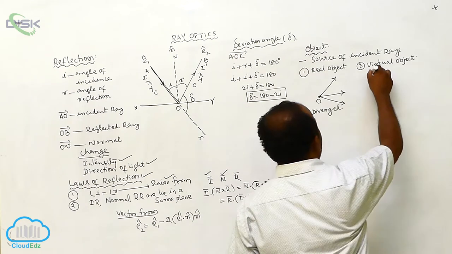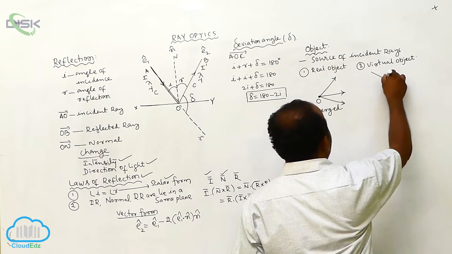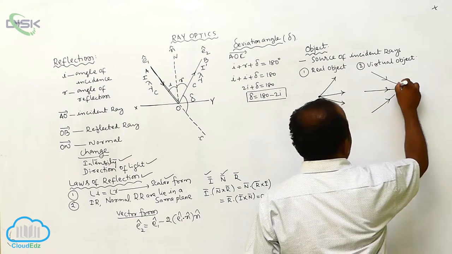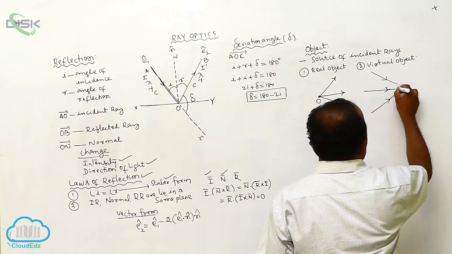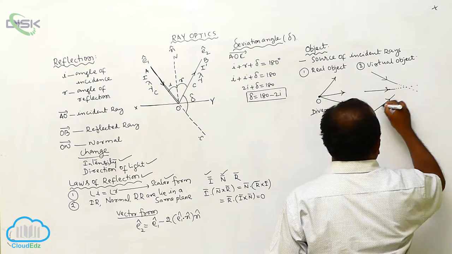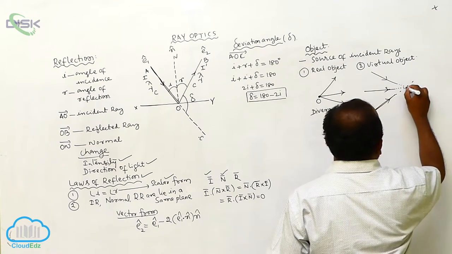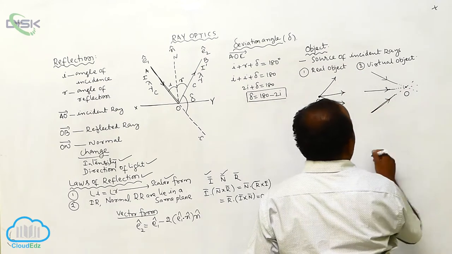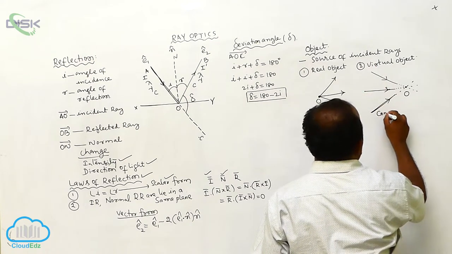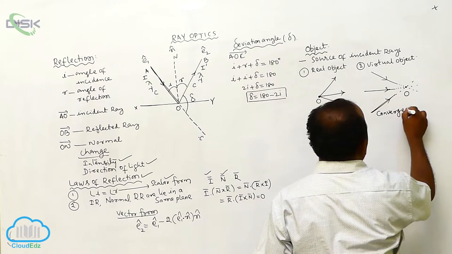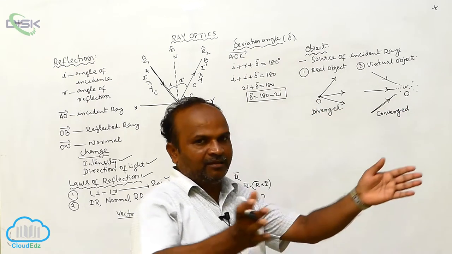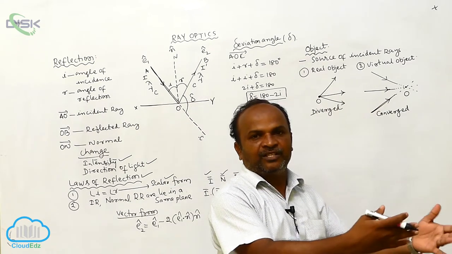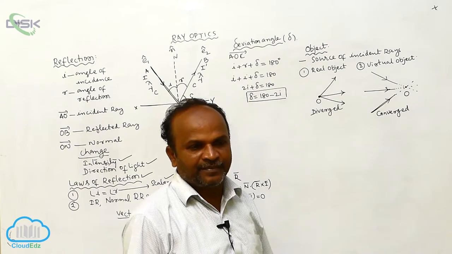Now these are the light rays. Extend these incident rays. Therefore, this point is called the virtual object, where the incident rays are converged. If the incident rays are diverged, it is a real object. If the incident rays are converged to a fixed point, then it is called a virtual object.